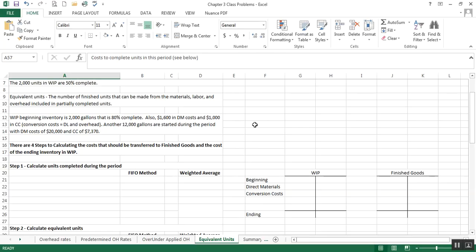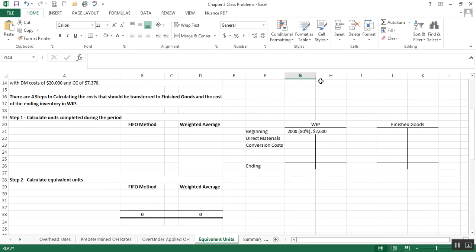Well, the objective here is to find out, of those 12,000 gallons, what are the costs that should be transferred over to finished goods? I'm sorry, not the 12,000. First we need to figure out how much is transferred over to finished goods and then the cost of that. So let's go back to our simple T accounts to start with. Okay, we have 2,000 units that are 80% completed. I'll just put 80% in parentheses. It's going to be $2,600 in total because it's $1,600 in direct materials and $1,000 in conversion costs.